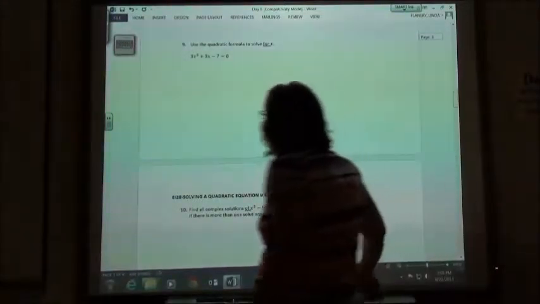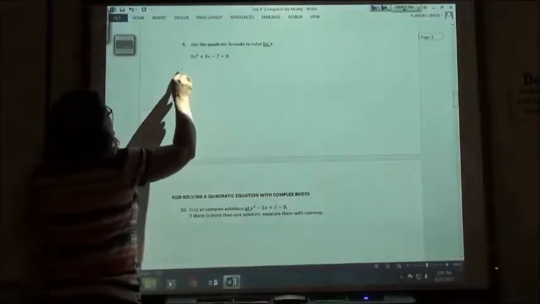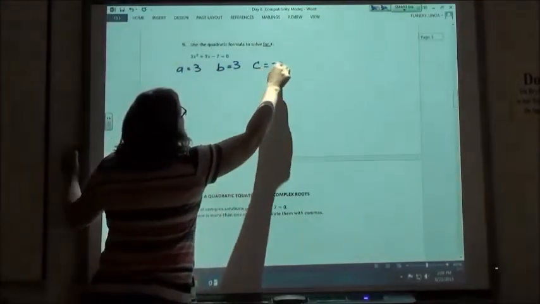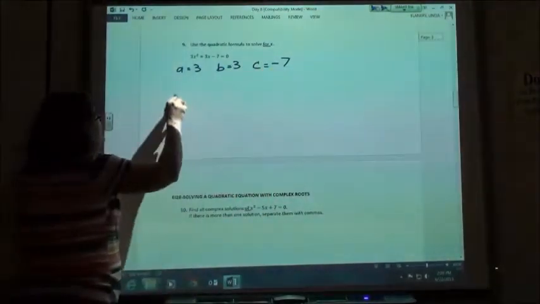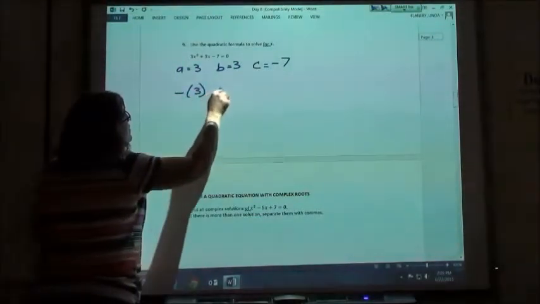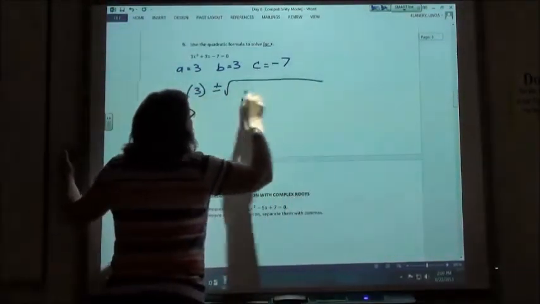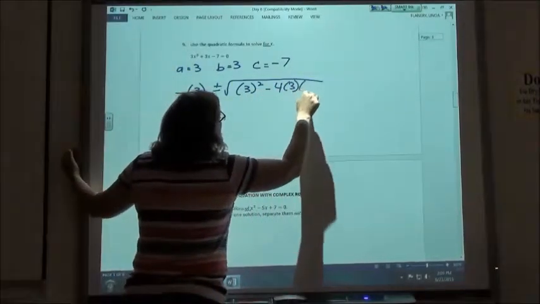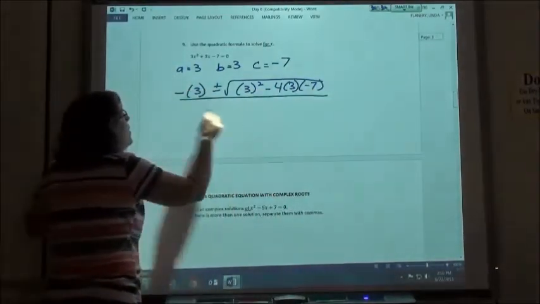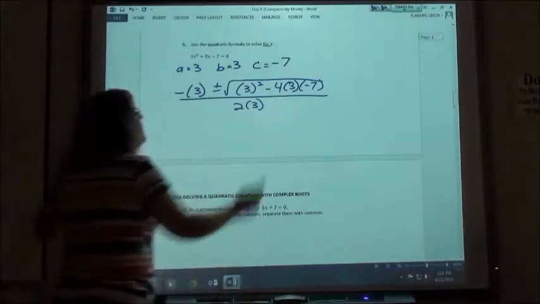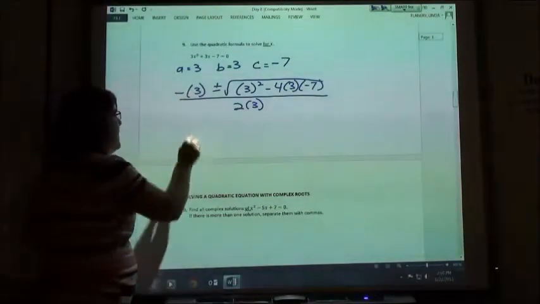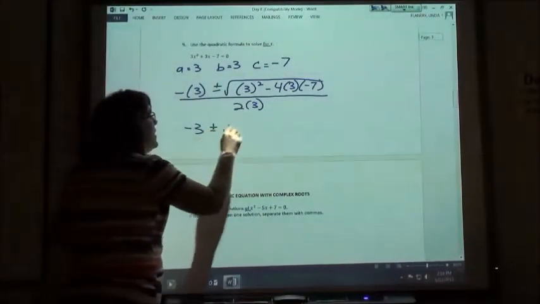Number 9 then, if I'm going to use my quadratic formula, a is going to be 3, b is going to be 3, and c is going to be minus 7. So I'm going to have minus the b value plus or minus the square root of the b value squared minus 4 times the a value times the c value over 2 times the a value, putting my numbers in for my a, b, and c. So in this case, I'm going to have minus 3 plus or minus.